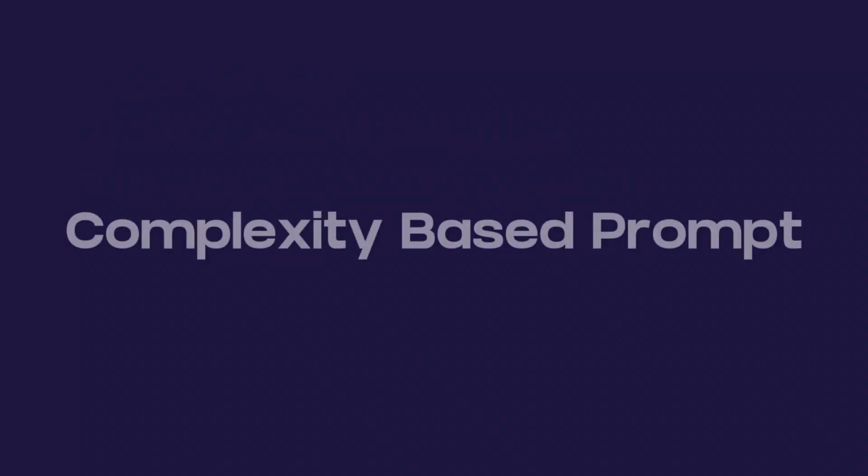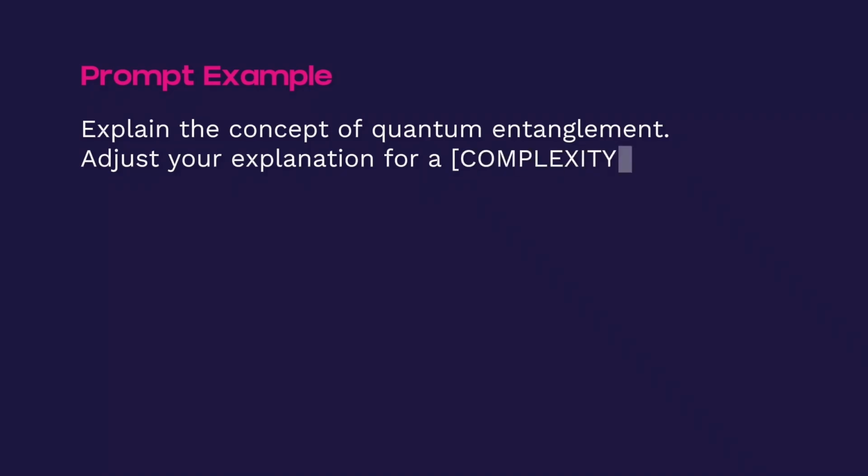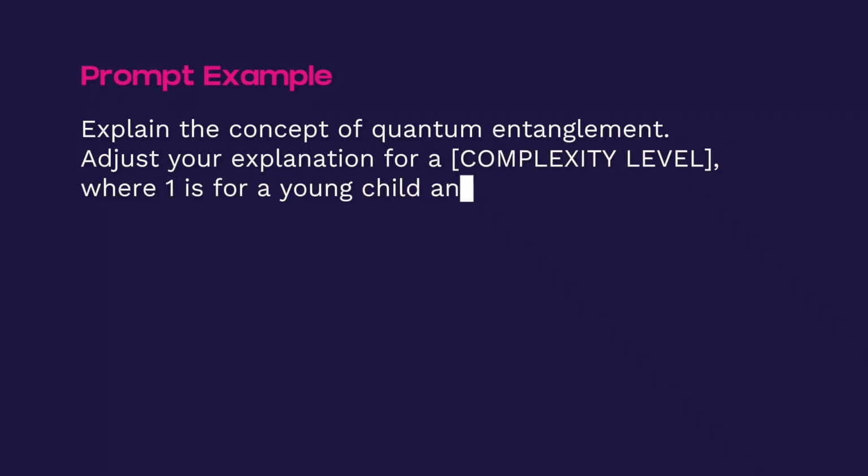Then you have the complexity-based prompt, which adjusts the response complexity based on the task's perceived difficulty or depth. So you can write something like, explain the concept of quantum entanglement, and adjust your explanation for A, and then you fill in the complexity level, where 1 is for a young child and 10 is for a college biology major. So in this case, you can fill in the complexity level here that's bracketed with the number 1 or the number 10.